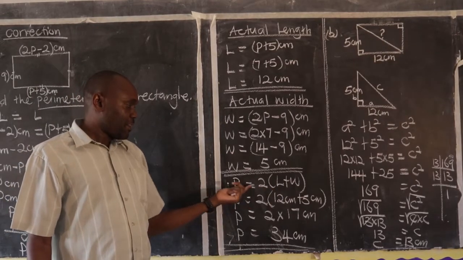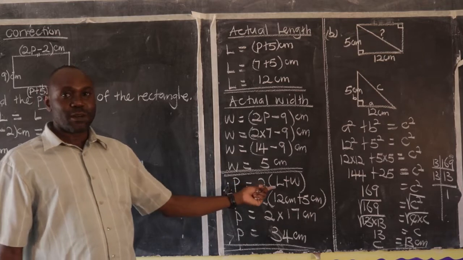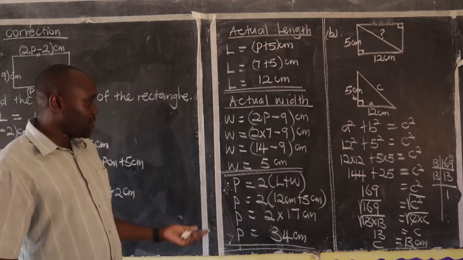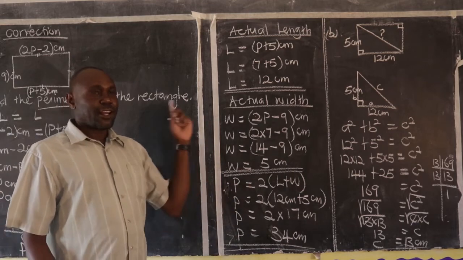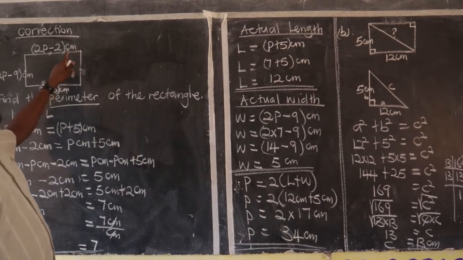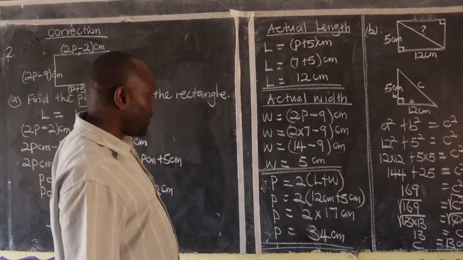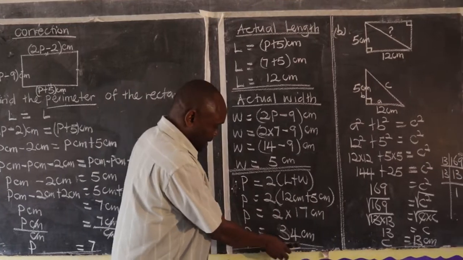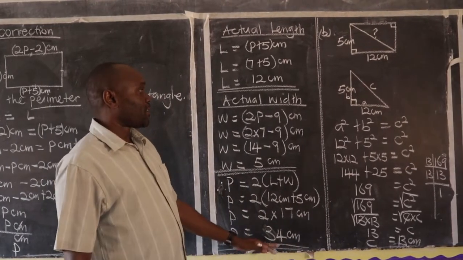And then after that, we are going now to find the perimeter. The formula for finding the perimeter is 2 into brackets length plus width. There are those who will say perimeter equals length plus width plus length plus width. They are also very okay. So our perimeter is 34.